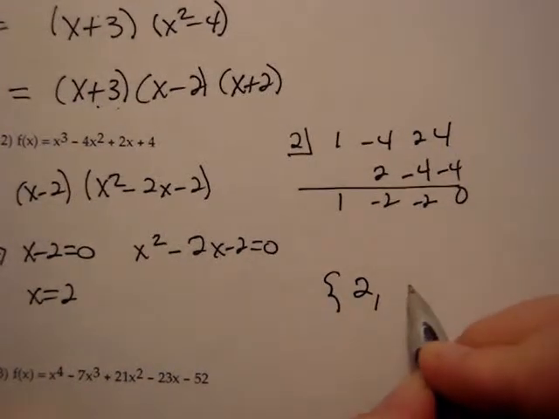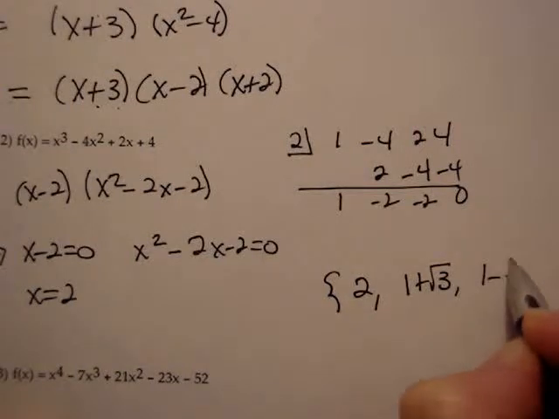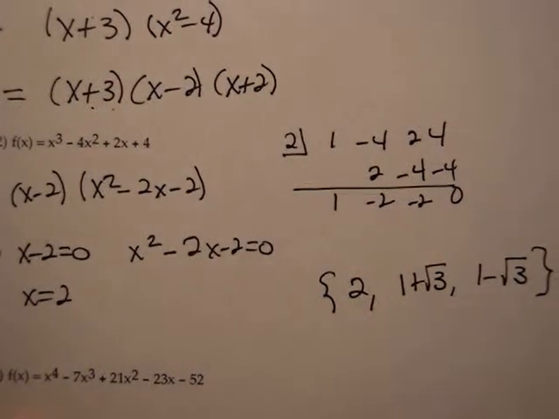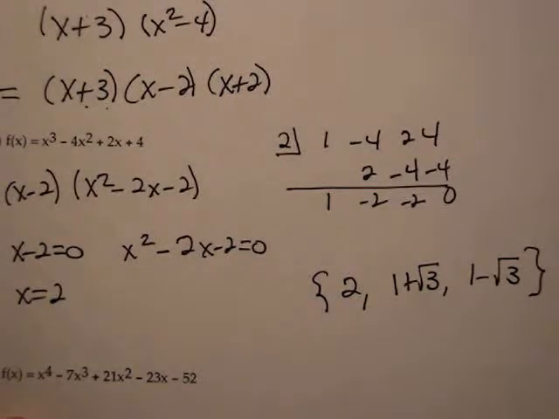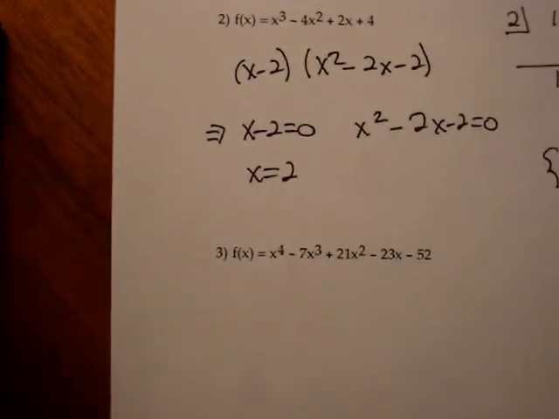2 is a 0. 1 plus the square root of 3 is a 0. 1 minus the square root of 3 is a 0. And there they are. There are the zeros. Okay, now, number 3, we did that in class.